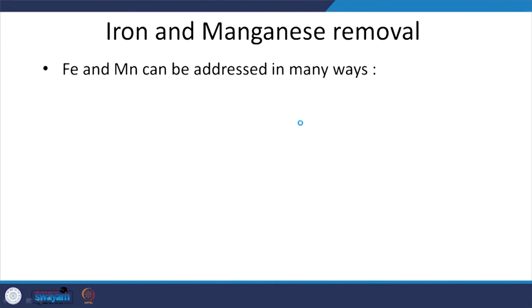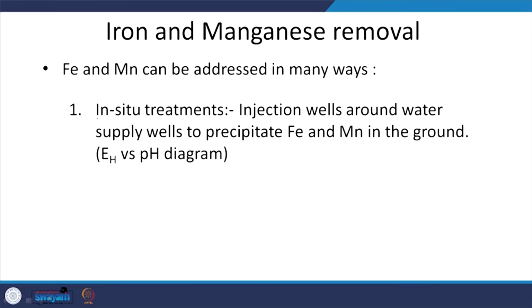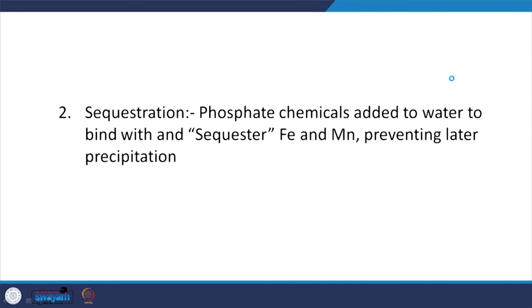So, let us go through. Iron and manganese can be removed in situ. In situ is in place itself. So, injection wells around the water supply wells. For example, if this is my water supply well that is drawing water out, I can inject oxidizing agents around my particular extraction well, so that I can precipitate out Fe2+ and Mn2+. It can be as simple as purging with oxygen or a benign oxidizing agent. So, that is something to keep in mind.